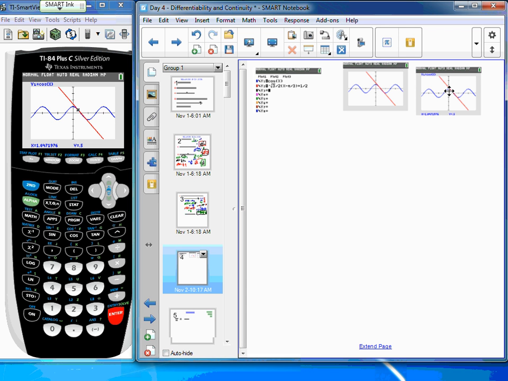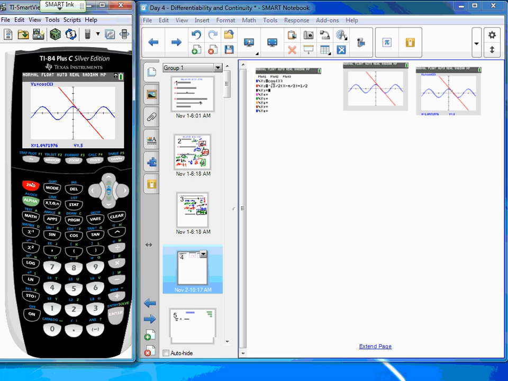So numerically, my calculator can generate an equation of tangent line. What commands do I press for that? Who remembers what commands I press for that? You don't remember the commands? So, Savannah? Second draw 5. Yeah, second program is draw, right? 5 is tangent.